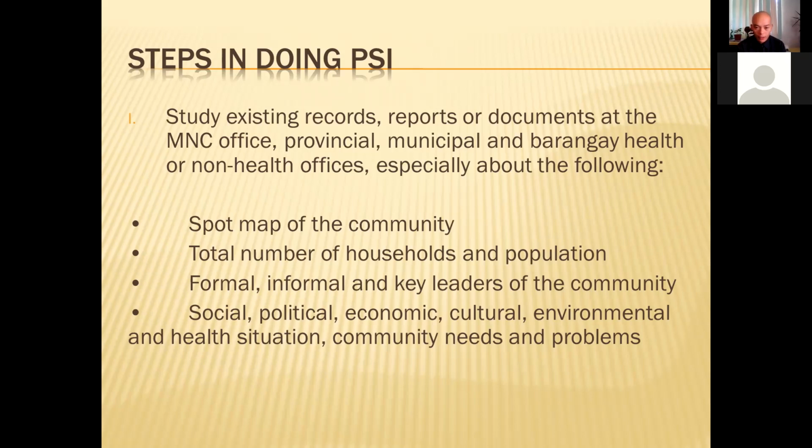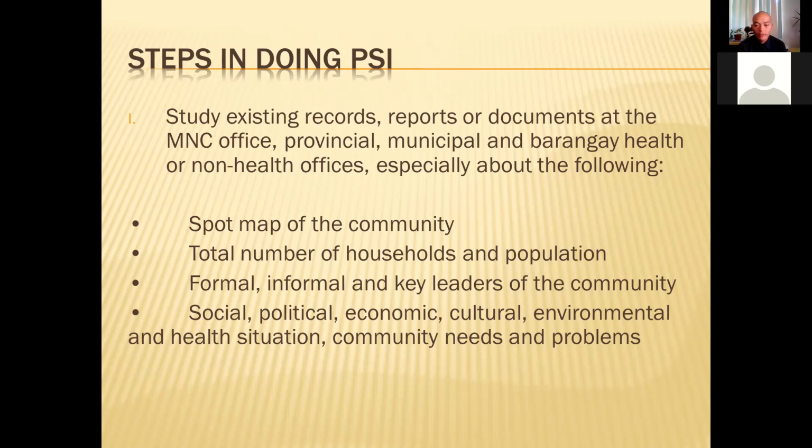If there is an existing record already, we do not have to do a survey or a census about that. Existing records about formal, informal, and key leaders of the community. Okay, so that's the difference. If formal, informal, or key leaders are already recorded, we don't have to go around the houses asking who the head of the community is. If there are formal and informal leaders already, we know who to approach.